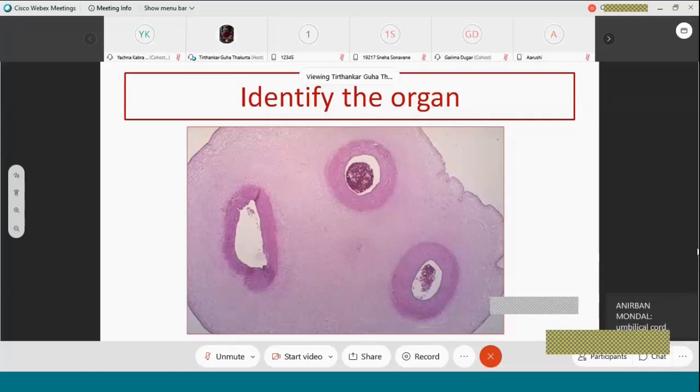There are 2 umbilical arteries and 1 umbilical vein. And the central ground substance, what is the name of that substance in which they are all embedded? Very good. It is called Wharton's jelly. So this is a typical picture of the umbilical cord. Inside the arteries, you can see blood has thrombosed, to be seen also.